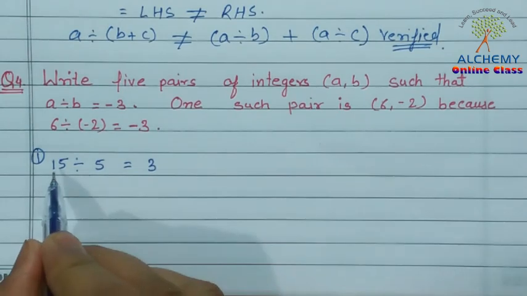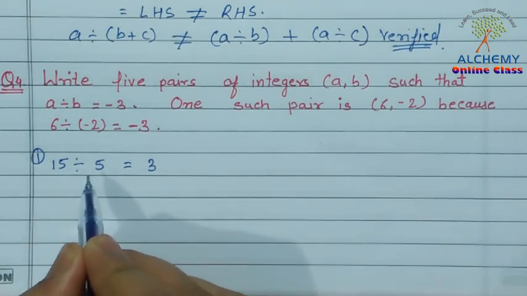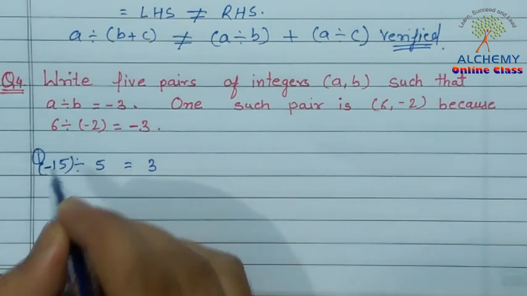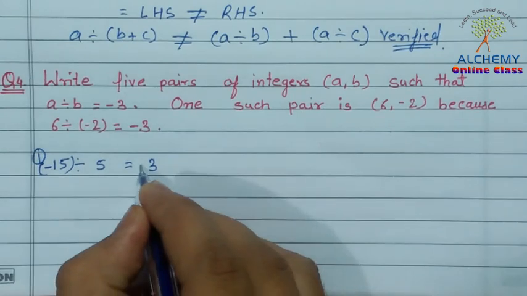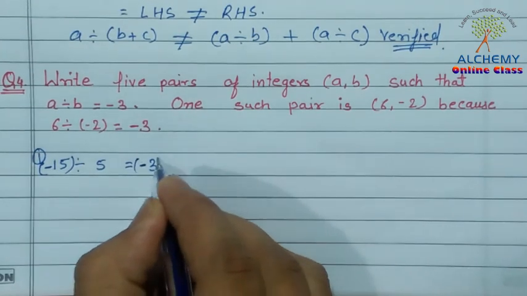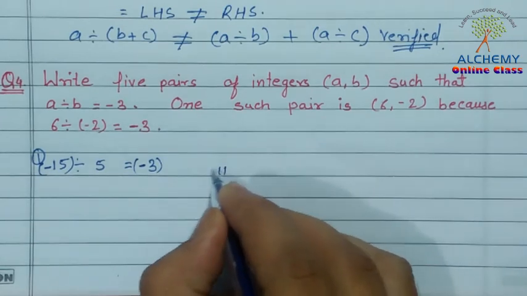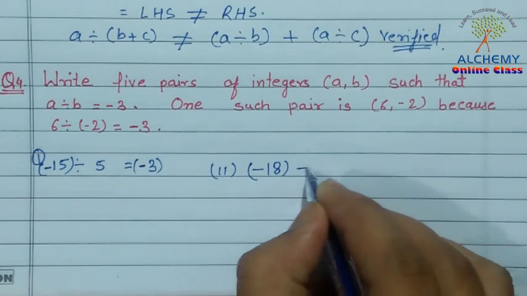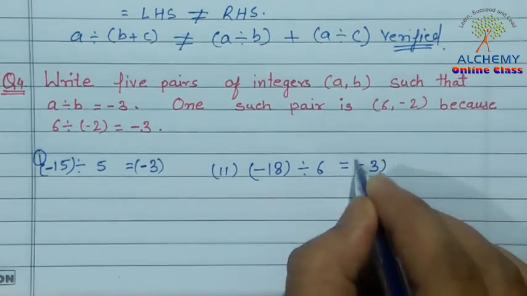So either we can make this integer negative or we can make this integer negative. So let's make minus 15. So when minus 15 is divided by 5, we get the result minus 3. Okay, so this is one pair of integers. Second pair, we can take minus 18. When minus 18 is divided by 6, then also we get the result minus 3.